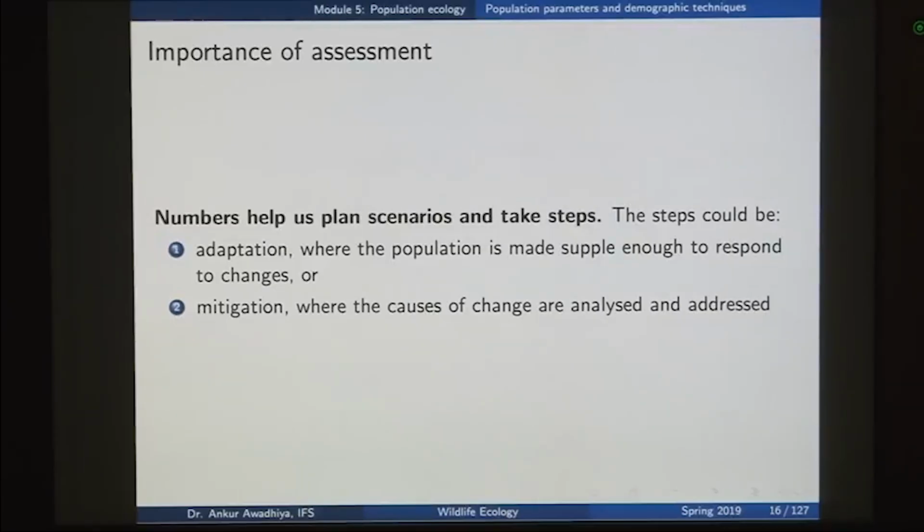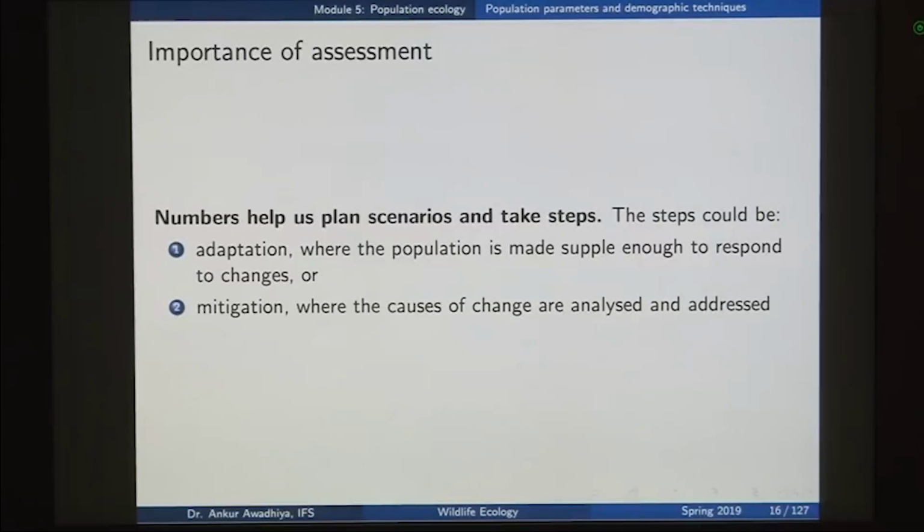So, assessment of a population is extremely important, and once we have these numbers, once we have the scenarios, we can go for adaptation or mitigation. Now, in the case of adaptation, you try to make your population supple enough to respond to changes. So, for instance, if you have a disease, you would want to give more nutrition to the animals, so that they are able to fend off these diseases, or you would want to give them some amount of vaccination.